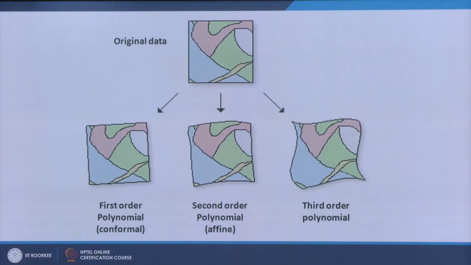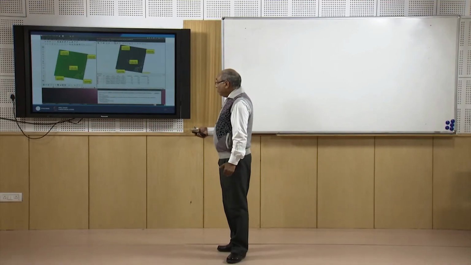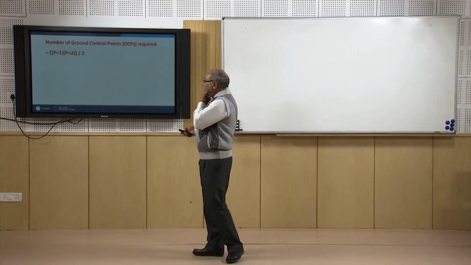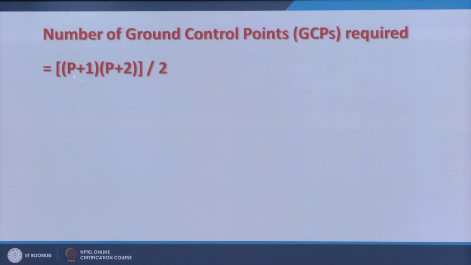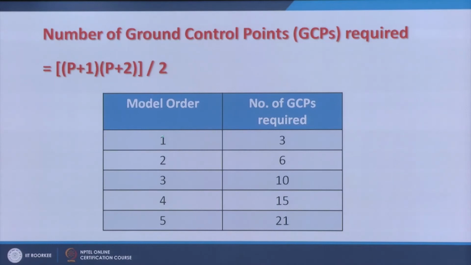But if you go higher and higher in the polynomial equations for determining the transformation function, then the number of GCPs would be much higher. So this is decided based on the ground control points, and based on this equation, P is the polynomial order. If I choose the first order polynomial, then the minimum number of GCPs required is only 3, but if I choose the second order polynomial, then I require 6. If I choose the third order polynomial, then the minimum number of ground control points required is 10, and so on.